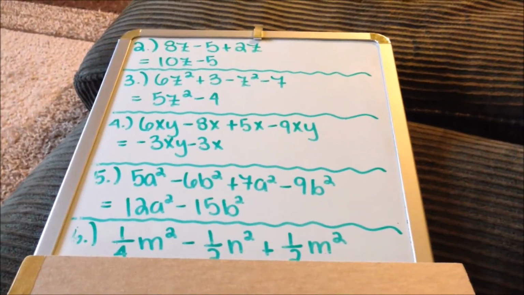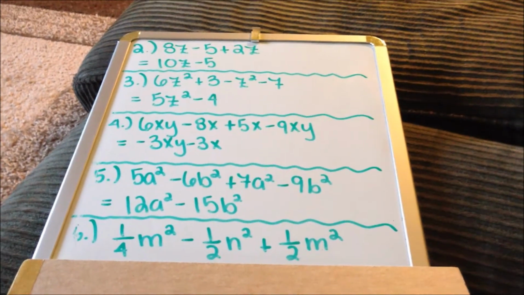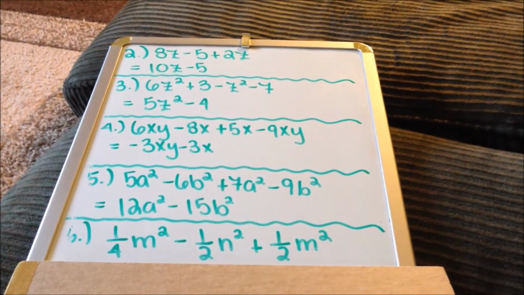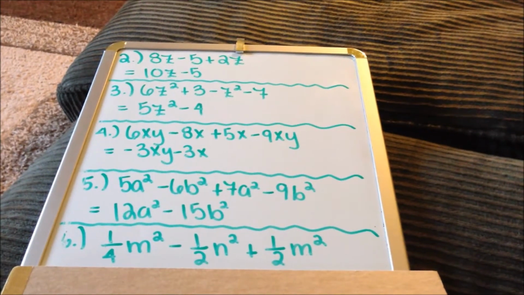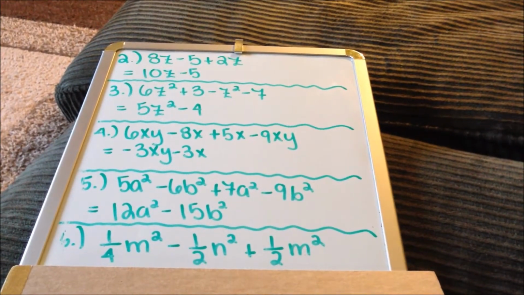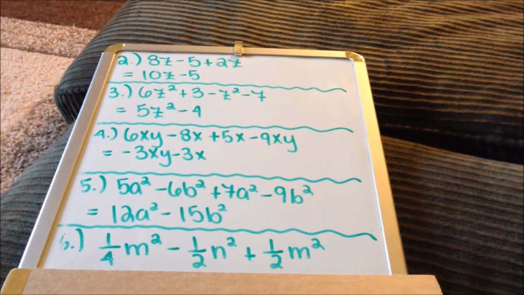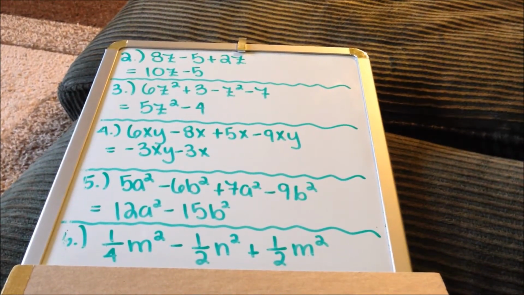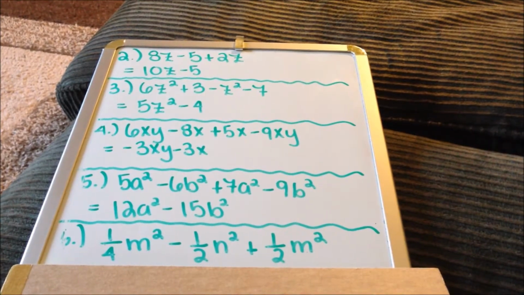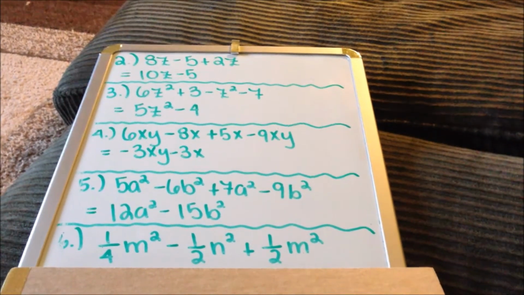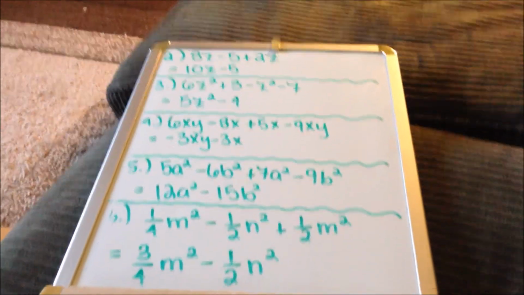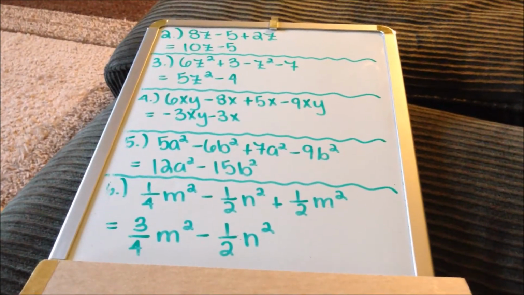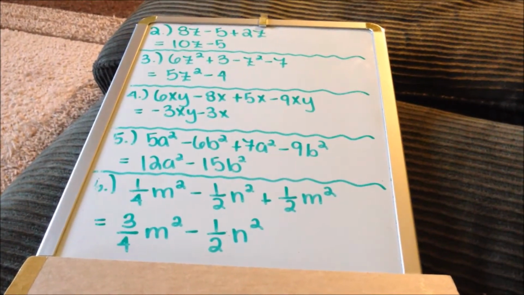And then finally we have 1/4 m squared minus 1/2 n squared plus 1/2 m squared. Our like terms are the m squared terms, so we have 1/4 plus 1/2. A quarter plus a half is 3/4. The m squared stays the same. And that negative 1/2 n squared cannot be combined with anything, so it gets tacked on at the end. So our final answer is 3/4 m squared minus 1/2 n squared.